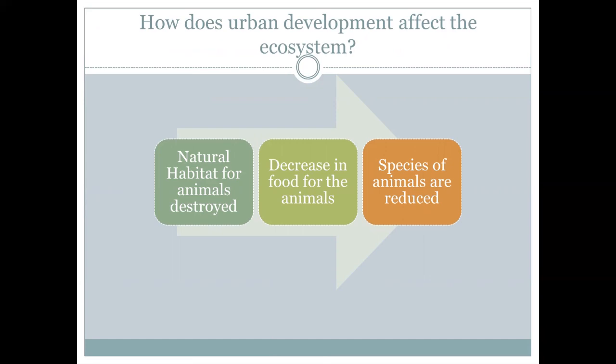So, let's talk about how urban development has damaged the ecosystem. First, since the natural habitat for animals has been destroyed, animals are not able to find enough food, which will then result in their death, and the species of animals will also be reduced.